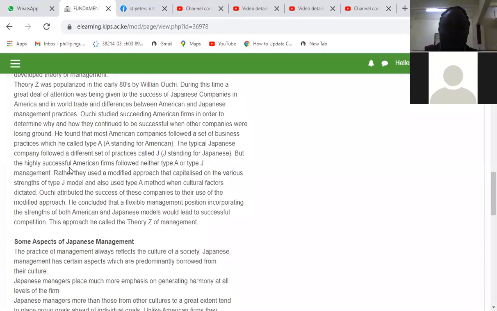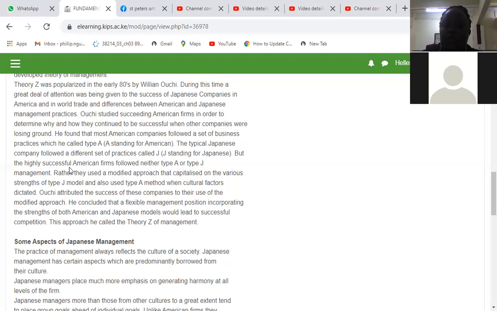They used a modified approach that capitalized on the various strengths of J models and also used type A methods when cultural factors dictated, meaning William borrowed the methods which were used by the American companies and also used the strengths of type J, that's the Japanese companies. Okay, so he concluded that a flexible management procedure incorporating the strengths of both American and Japanese models would lead to successful competition.